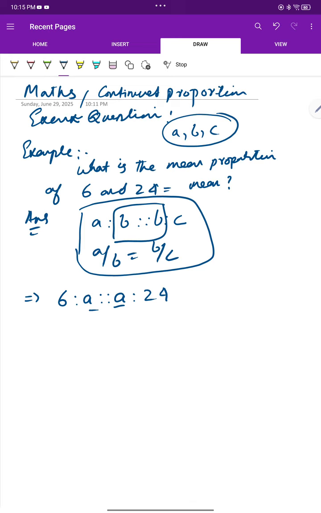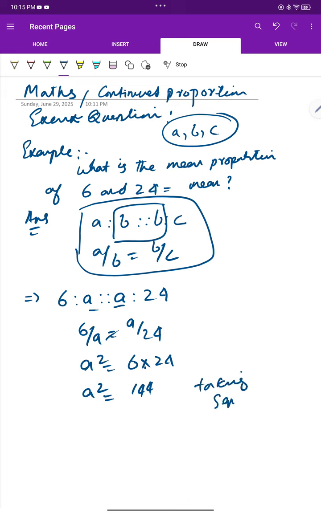So how do you do it? 6 by A is equal to A by 24. So multiply this. A square is equal to 6 multiplied by 24. Cross multiplication in mathematics. A square is equal to 144, when you multiply 6 with 24.